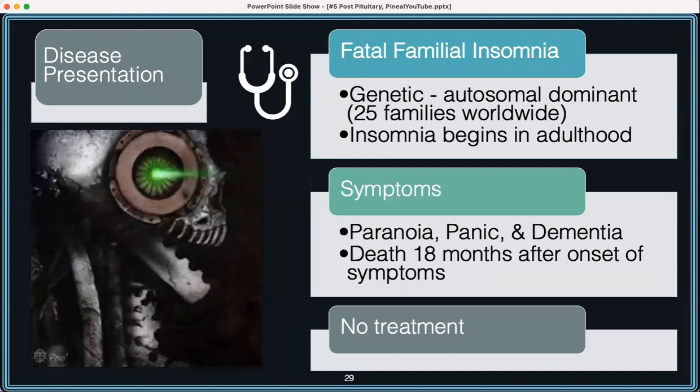Disease presentation. This is a very rare genetic disorder, fatal familial insomnia. It begins in adulthood. Like I said, it's only about 25 families worldwide. They don't know they have it until later in age. And then when they develop it, they're unable to sleep and they finally die in 18 months, and there's absolutely no way to treat it. It points out that sleep is extremely important for health.